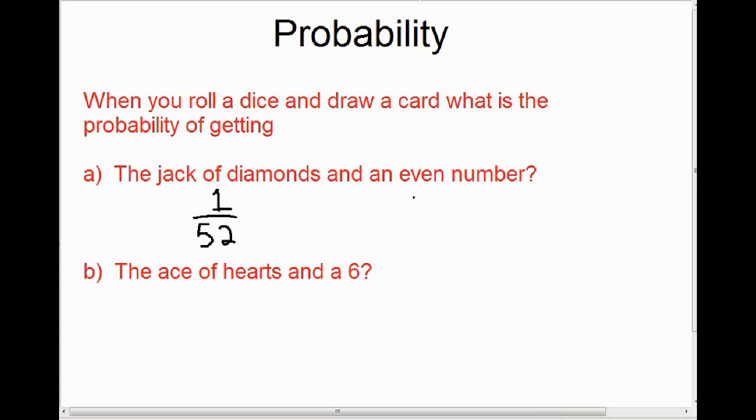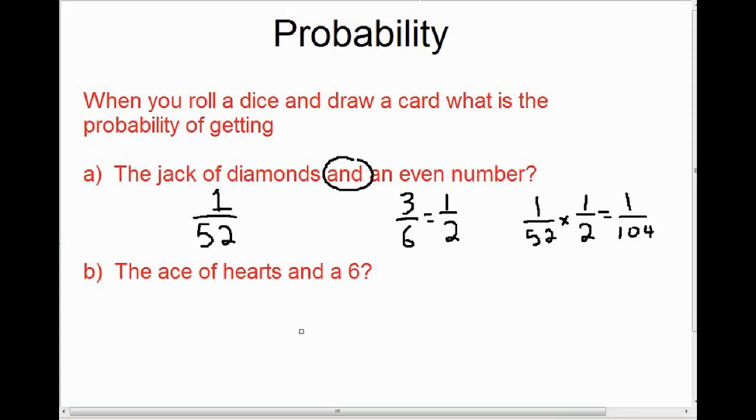The probability of getting an even number when you roll a dice is 3 out of 6, which reduces to 1 out of 2, because there are 3 even numbers on a dice out of 6 possible numbers. So when we combine these, and we want to get the Jack of Diamonds and an even number, that means we have to multiply 1 over 52 times 1 over 2. So the probability of getting the Jack of Diamonds and an even number is 1 out of 104. Let's look at the next one.